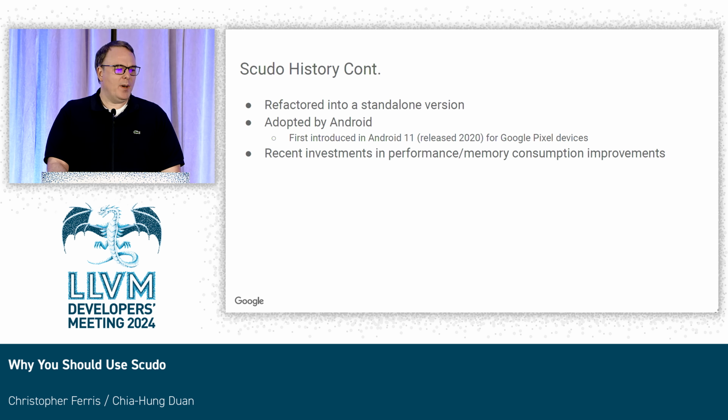So essentially it took a lot of time. We were trying to adopt it for Android probably a couple years before then, but in order to become a system allocator, it really required extra work and some more performance, less memory requirements. So it took until Android release 11, 2020, for the Google Pixel devices. That's the first time it was actually used in a real Android device.